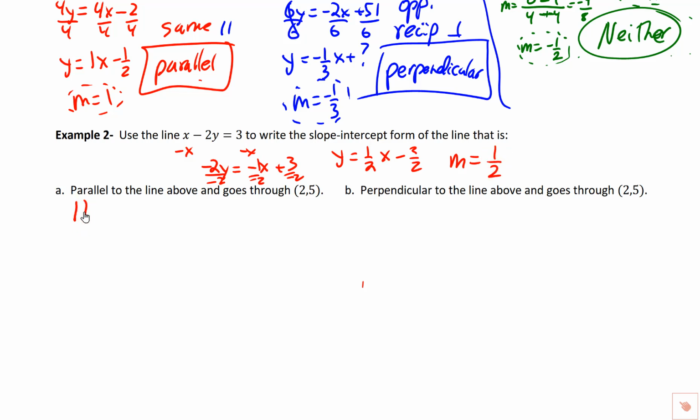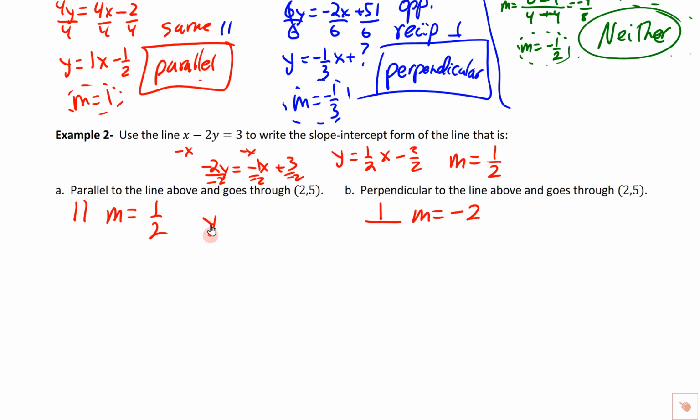And if it's going to be parallel, the slope is going to be exactly the same, so that's going to be 1/2. And if it's going to be perpendicular, it's got to be the opposite reciprocal. So the opposite of positive is negative, and the reciprocal of 1 over 2 is 2 over 1. Now, if you want to write 2 over 1, you're welcome to, but it's kind of silly because then we've got fractions when we don't need them. Let's just leave it like that.